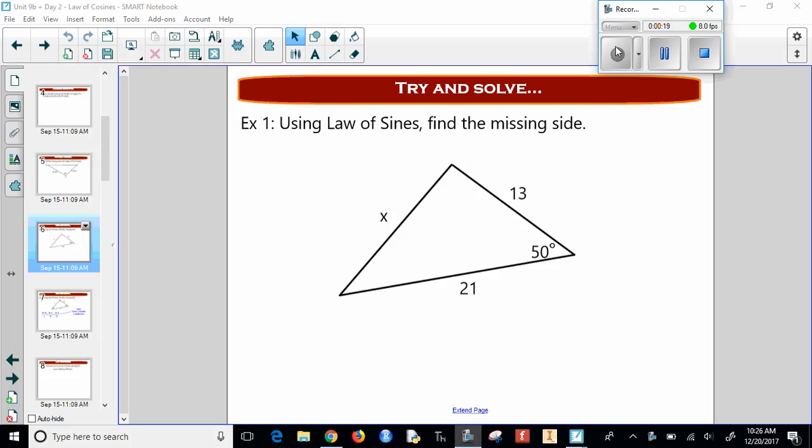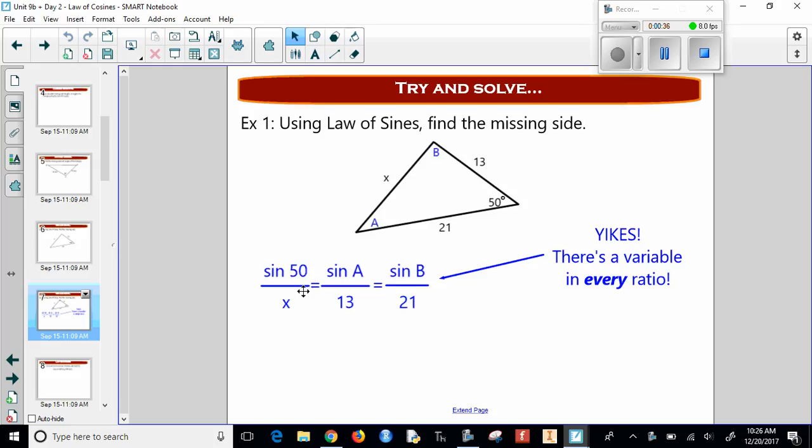So if we wanted to use the law of sines, like we used in our previous video, we'd do sine of 50 over x, and then sine of something else over 13, sine of something else over 21. So what it would look like is this, assuming that's a and b. And we can't just solve this because there's a variable in each part of this. So we need something else.